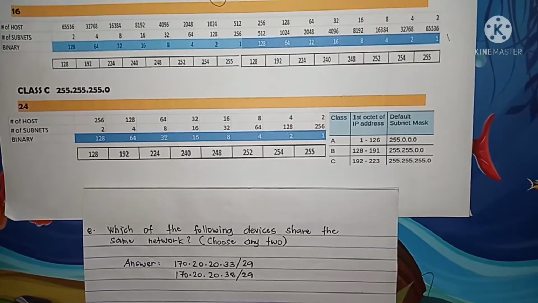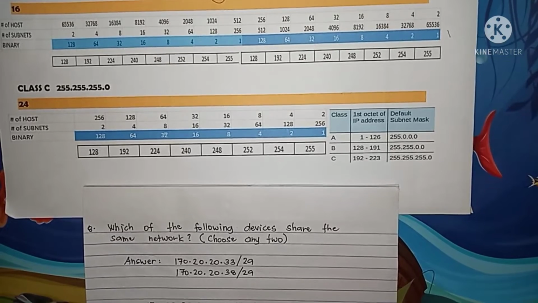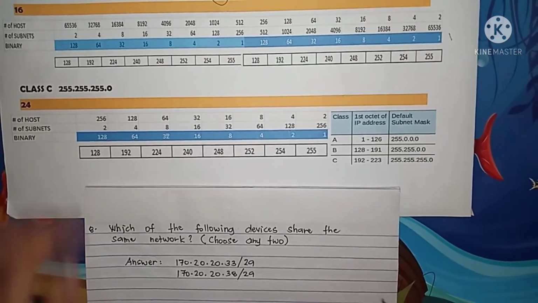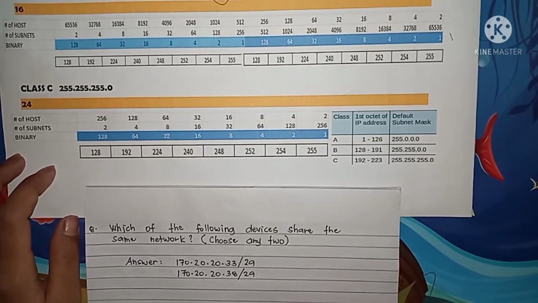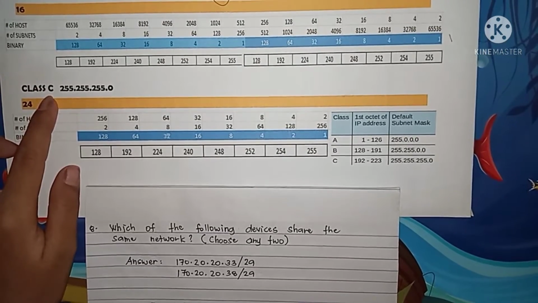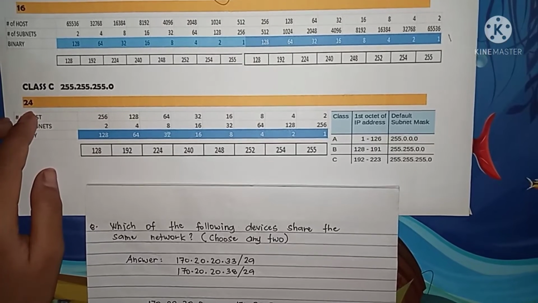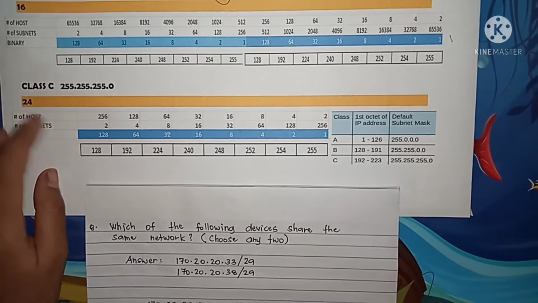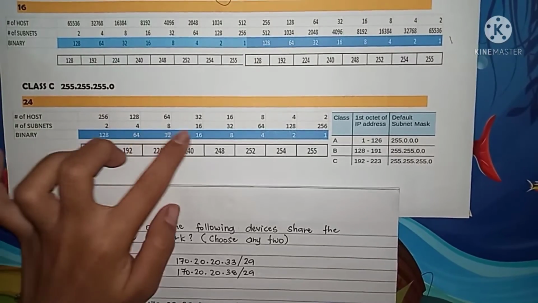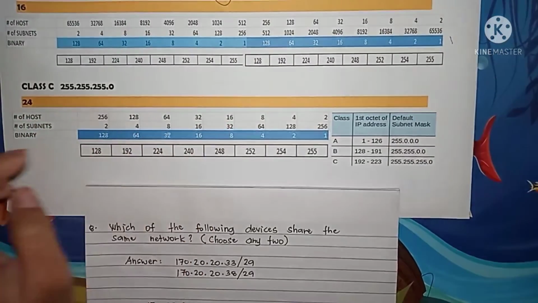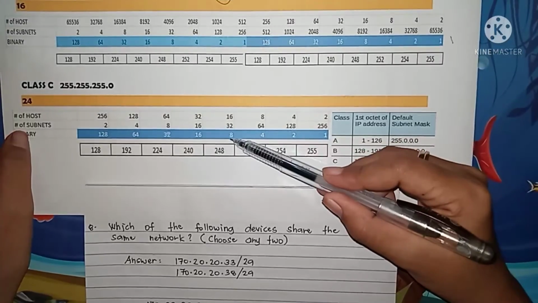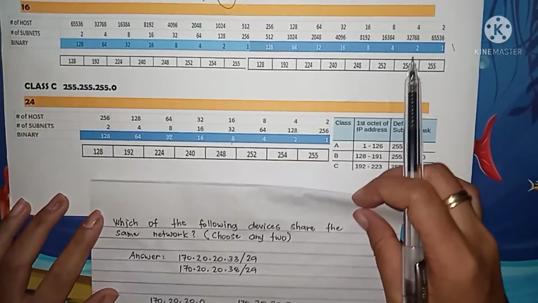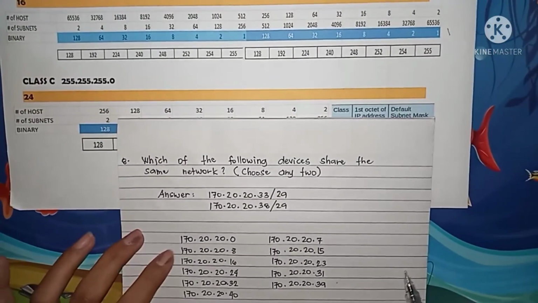170.20.20.33/29 and 170.20.20.38/29. So we're going to locate 29 in the table. So 29 belongs to class C, which is 24. So let's start counting from 24. 24, 25, 26, 27, 28, 29. So our interval is 8.